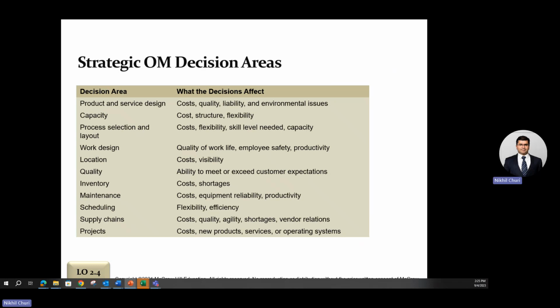Here are some key operations management related decision areas. In the first column you are seeing the different areas where you take several operations related decisions, and in the next column what you are seeing is how these decisions affect the business. And again, if you look at many or maybe all of them, somewhere or other, cost, quality as well as flexibility is tied into multiple of these decision areas.